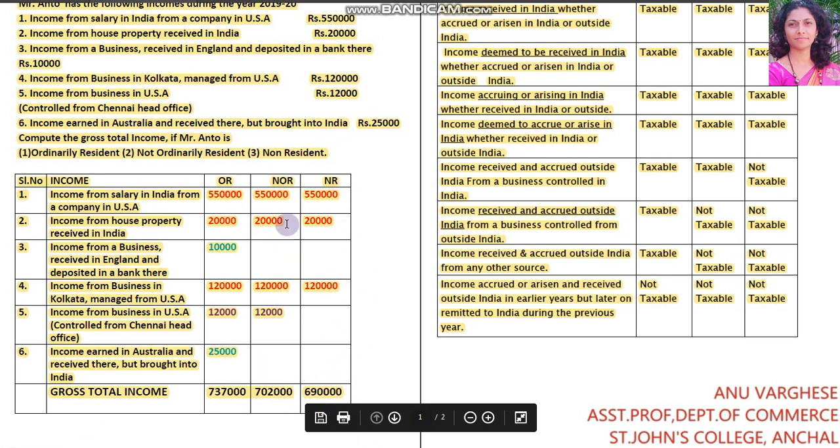So gross total income of Mr. Anto, if he is ordinarily resident, is 7,37,000. If he is not ordinarily resident, his gross total income is 7,02,000. If he is non-resident, his gross total income is 6,90,000. Okay, hope that you understood how to do the problem based on the scope of total income. Okay, thank you.